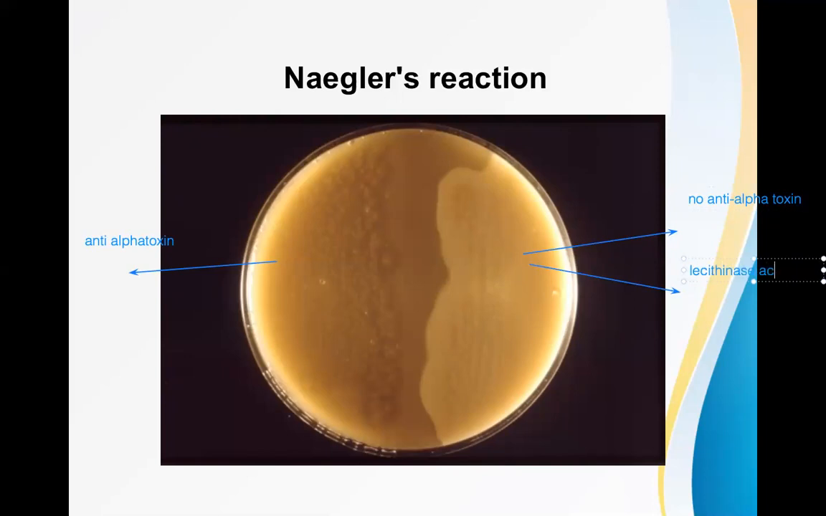Lecithinase activity, where there is no anti-alpha toxin, but on the other side the lecithinase activity cannot be seen because anti-alpha toxin is kept here, which will neutralize that lecithin. So this is called Nagler's reaction. Let's move on.